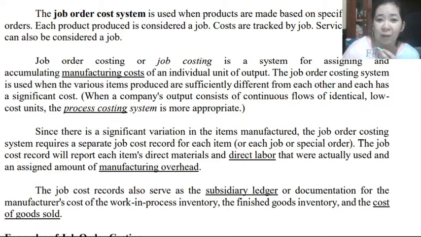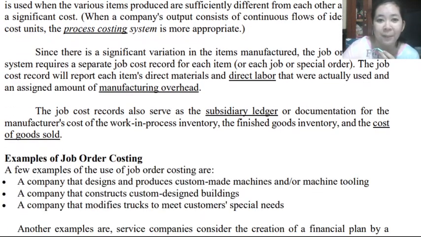The job cost records also serve as our subsidiary ledger or documentation for the manufacturer's cost of work in process inventory, the finished goods inventory as well, and the cost of goods sold, because again, we will treat each item as a specific output. Therefore, they have separate job cost records, which will reflect the cost data related to work in process, finished goods, and cost of goods sold of these items.